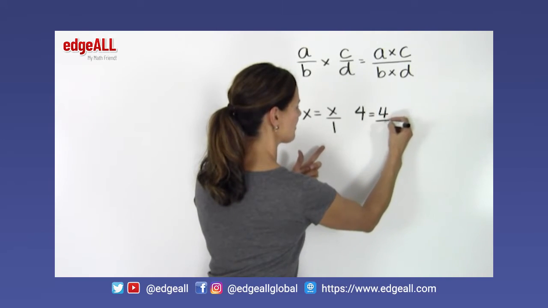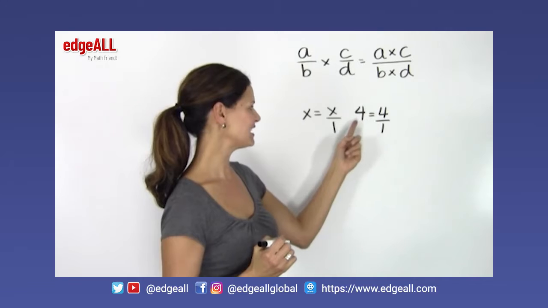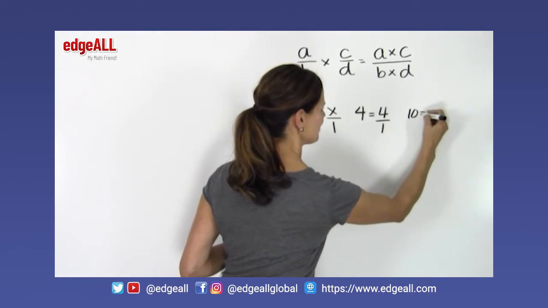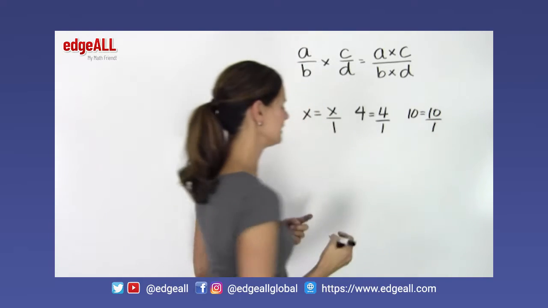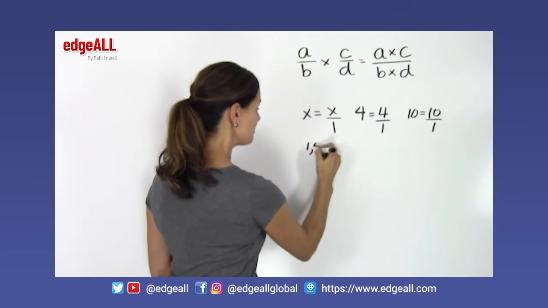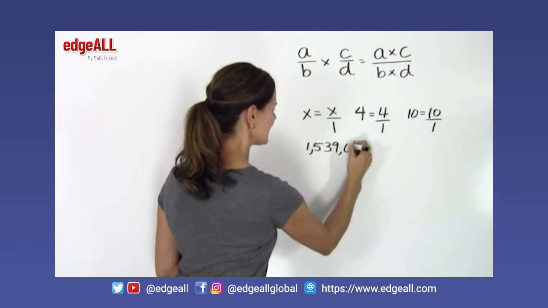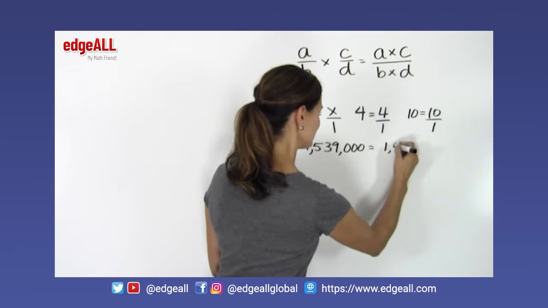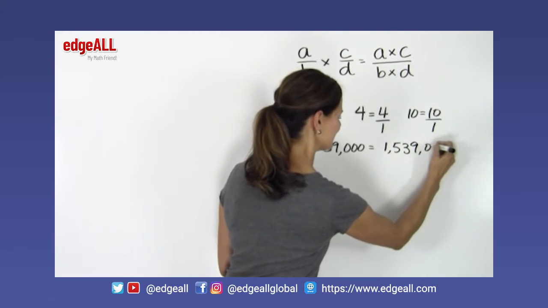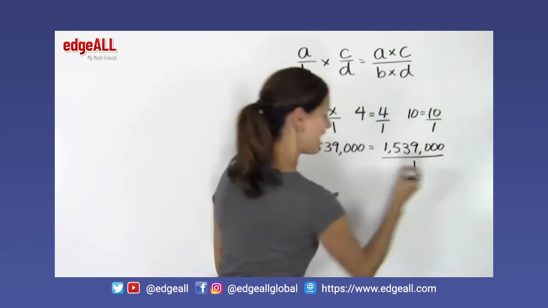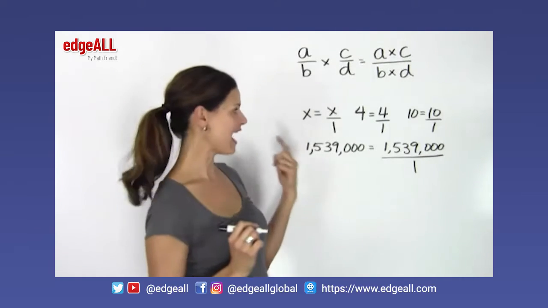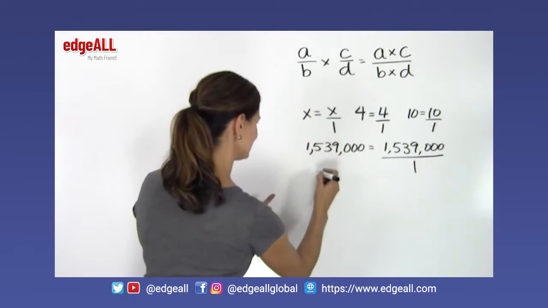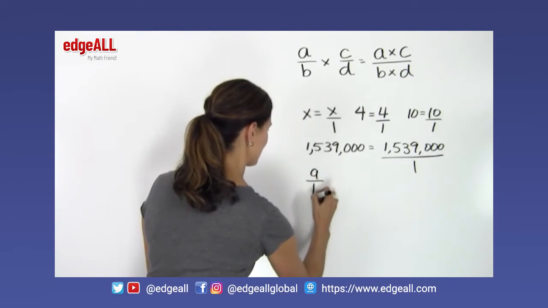So 4 can become a fraction by changing it to 4 equals 4 over 1. 10 equals 10 over 1. 1,539,000 can become a fraction by making it 1,539,000 over 1.